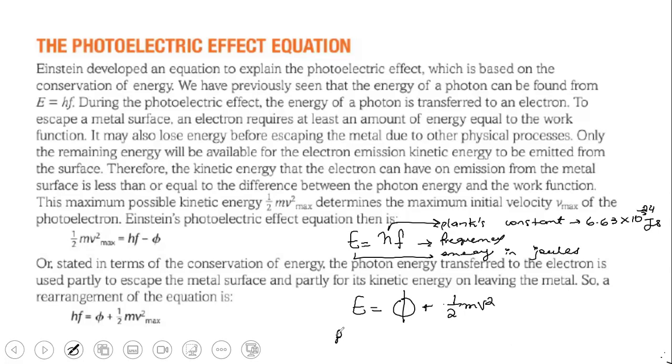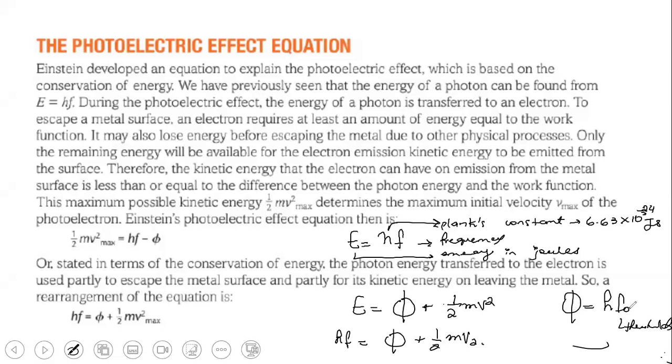So that gives us our equation: hf equals work function plus half mv squared. Also, work function is equal to h f naught, where f naught stands for threshold frequency. Why? Because if I am at the minimum threshold frequency, I only have enough energy to cause the electron to be emitted, so there will be no kinetic energy in that situation. If I am at threshold frequency, my particles will have no kinetic energy because I only have enough energy for the work function.